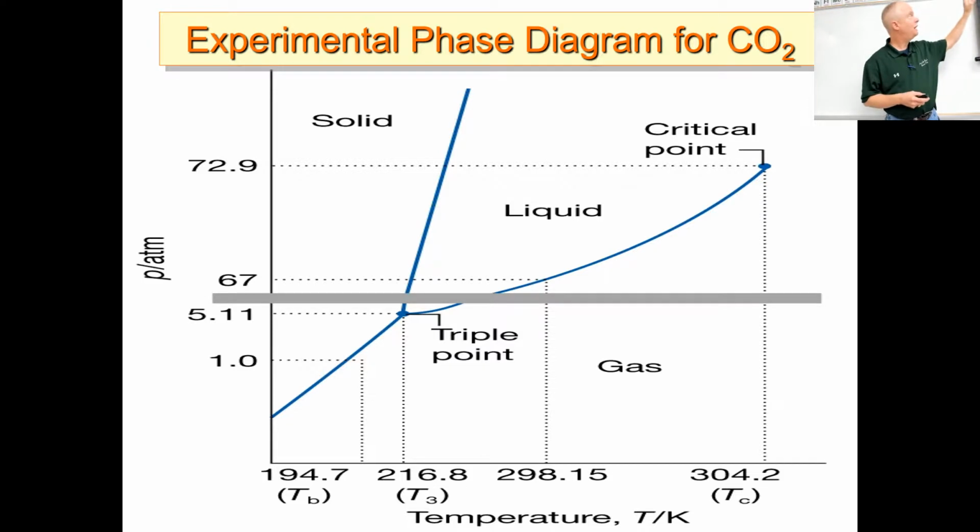You should be able to read these phase diagrams. If you didn't have any of the labels in the middle, but you had all the numbers, you should be able to tell me what the vapor pressure of CO2 would be at room temperature. So here we are at room temperature, and you come up and see the liquid-gas equilibrium line, and you come across at 67 atmospheres. So that's going to be the vapor pressure of liquid CO2 in equilibrium with its gas phase at room temperature.